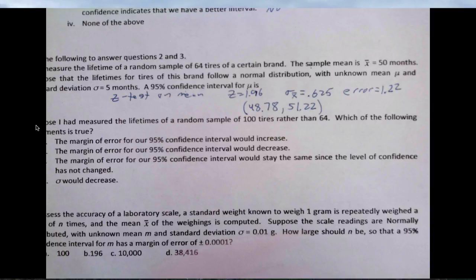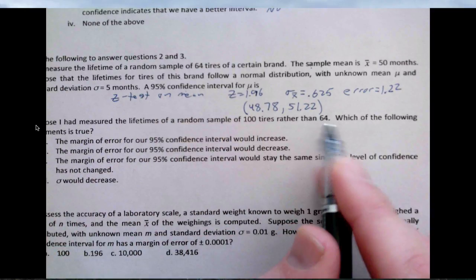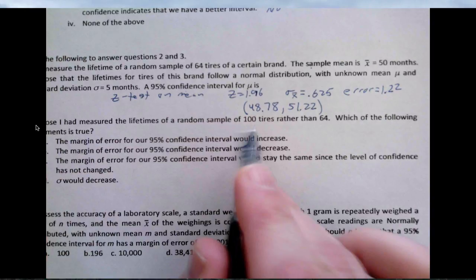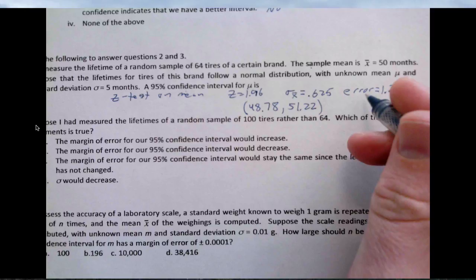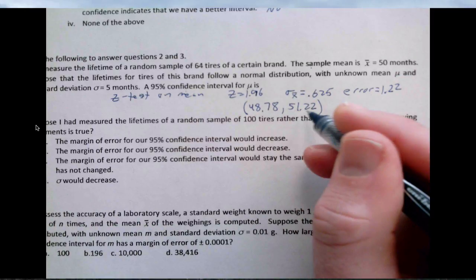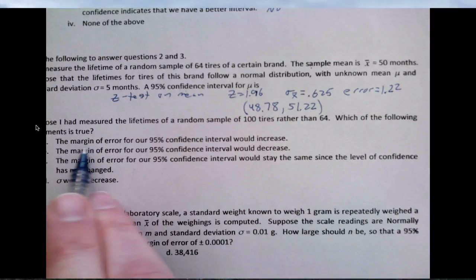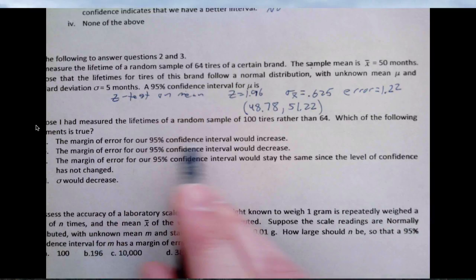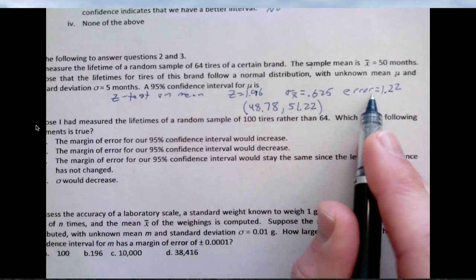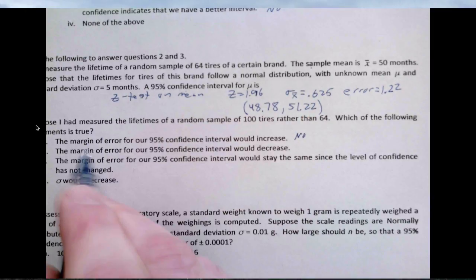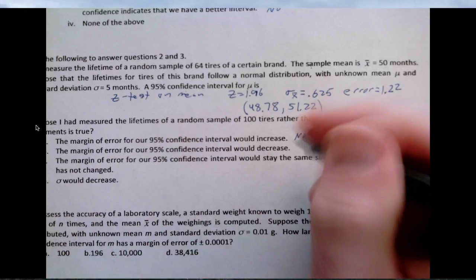Next, suppose that I had measured the lifetime of a random sample of 100 tires rather than 64. Which of the following statements is true? If we increase the sample size, standard deviation goes down, therefore error goes down, therefore the window becomes tighter or narrower. The margin of error of our 95% confidence interval would increase? That is not true. The margin of error would decrease? Yes.